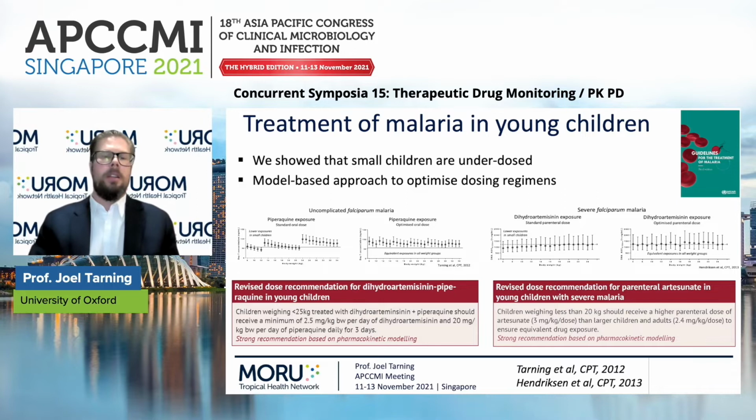So these findings and these results led to revised dose recommendations for dihydroartemisinin and piperaquine in young children for uncomplicated malaria, and also for IV artesunate in severe malaria. And this made it into the 2015 guidelines for the treatment of malaria. And these were strong recommendations based on pharmacokinetic modeling. And as far as I know, that's the first time I've seen this language in the WHO guideline, changing it based on pharmacokinetic modeling.